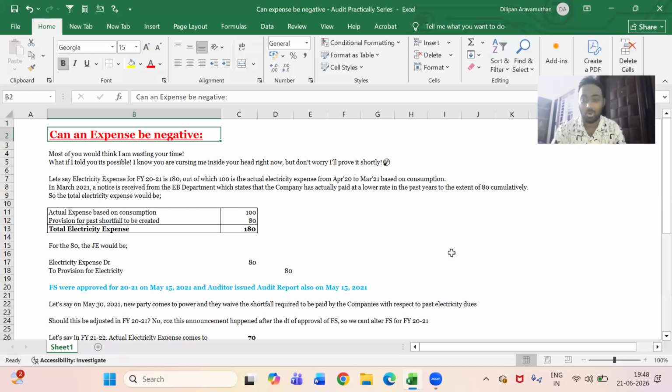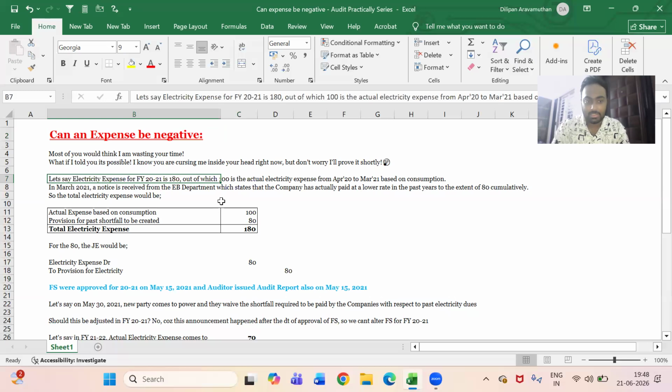Okay, so on to the content, guys. Let's take a very, very simple example to understand this. Let's say we are looking at financial year 2021. And let's say the electricity expense for the financial year 2021 comes out to rupees 180. Out of which, let's say 100 is the actual electricity expense from April 2020 to March 2021.